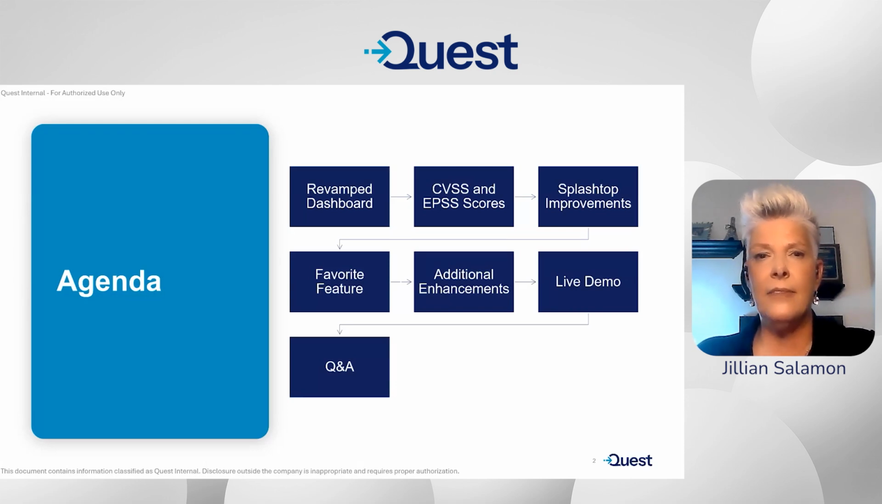We've also added CVSS and EPSS scores as part of the patch catalog. We've added some Splashtop improvements if you are using Splashtop today. We've also added a favorite feature so that you can easily navigate to your favorite pages within the KACE SMA. We've also added some additional enhancements that we'll touch on briefly. We'll do a live demonstration of mostly the revamped dashboard, since that's going to take the majority of the time, and then we'll open it up to Q&A afterwards.